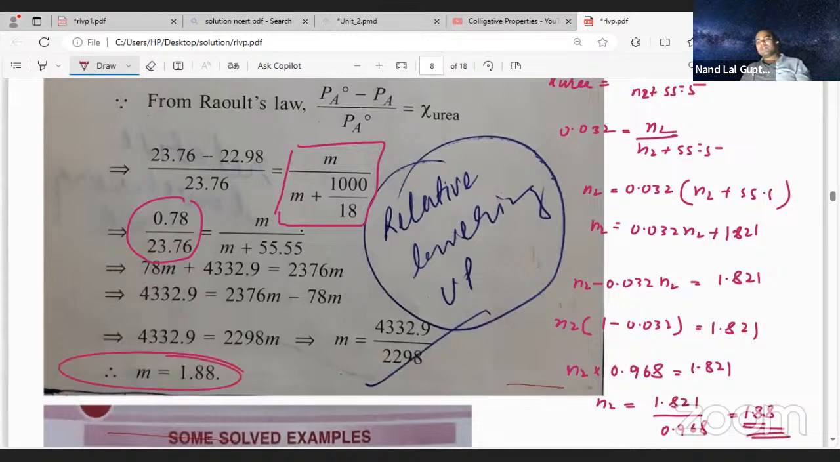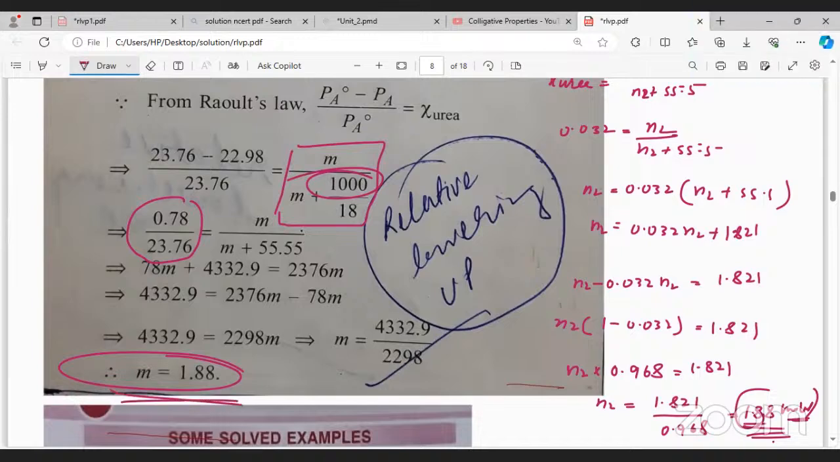This mole is there, and mass of water, how much is there? 1000 gram. So this is molar. Can you see this one? Can you understand? This is a little bit tricky one. Can't you understand this?